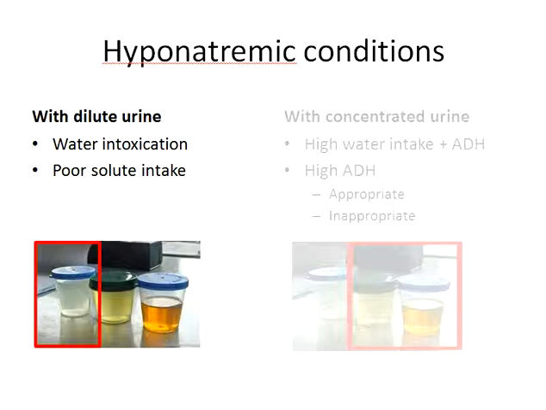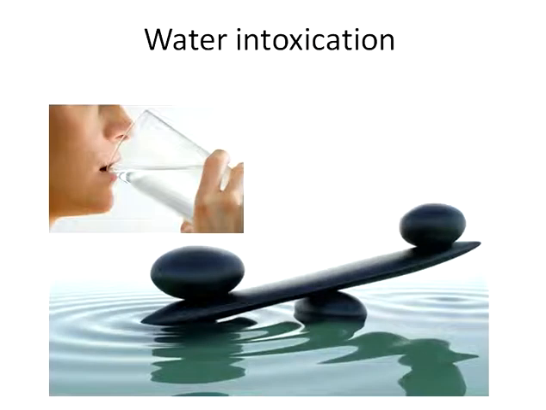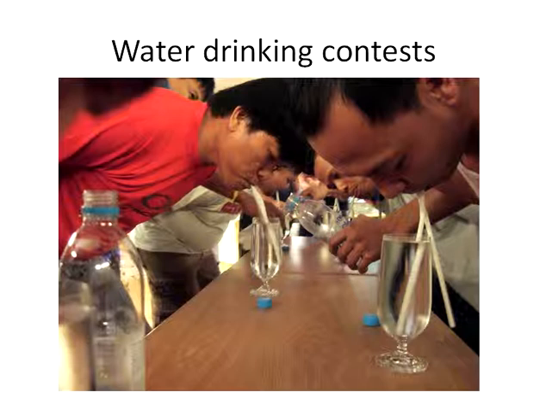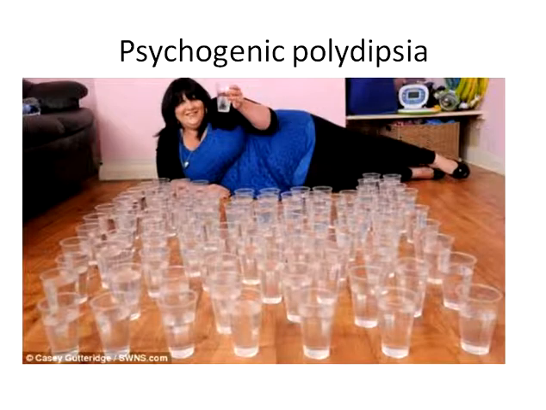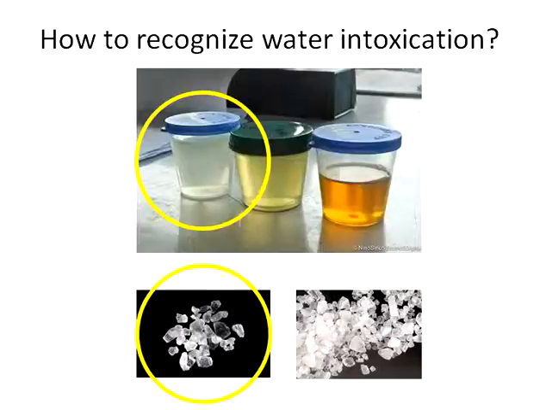We are going to talk about several types of hyponatremic conditions. We're going to start with those with dilute urine, such as water intoxication, which happens purely from excessive water intake, like in water drinking contests or in psychogenic polydipsia. How do we recognize water intoxication? Our urine is going to be maximally dilute, 50 to 100 milliosmoles per liter, and urine sodium is going to be low from all the dilution. It's going to be usually less than 20.